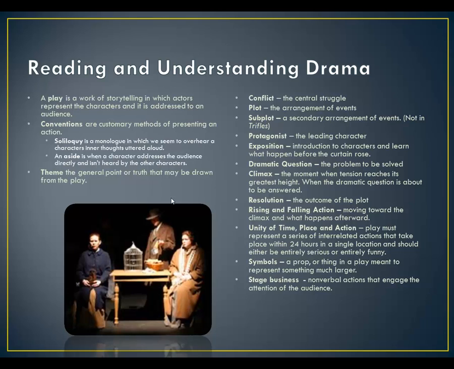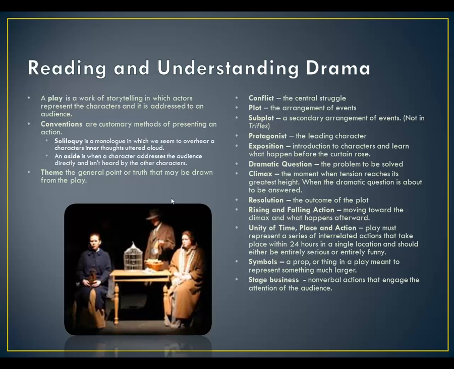There's also, just like in short stories, rising and falling actions. This is moving toward the climax and what happens afterwards. So the rising action is what happens up to the climax, and the falling action is what happens after the climax. Unity of time, place, and action. A play must represent a series of interrelated actions that take place within 24 hours in a single location and should either be entirely serious or entirely funny.